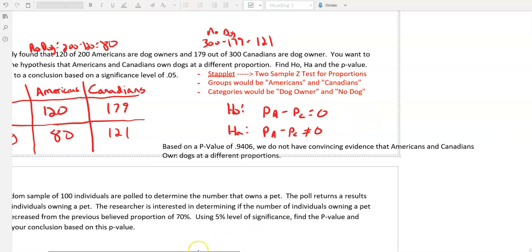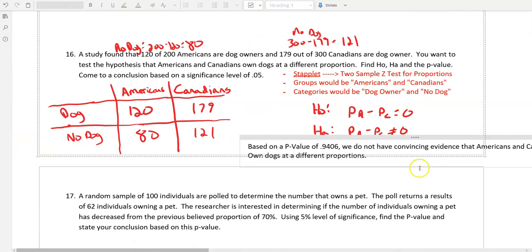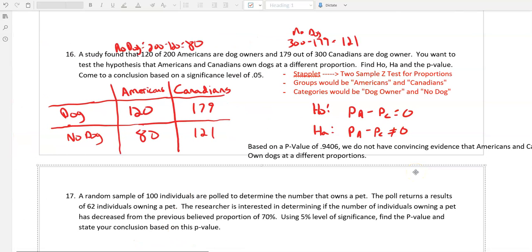So yeah, that is a two-sample z-test for a proportion. You use it to find the p-value, and you come to a conclusion based on that p-value. Get used to making that little table right there on a question like this.